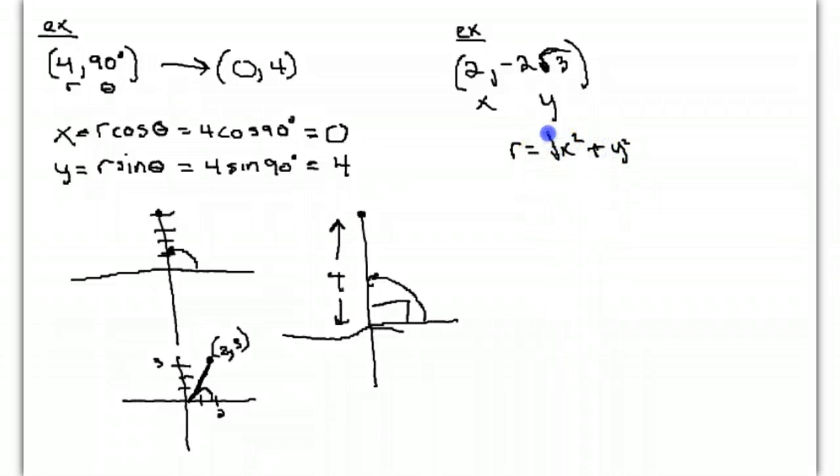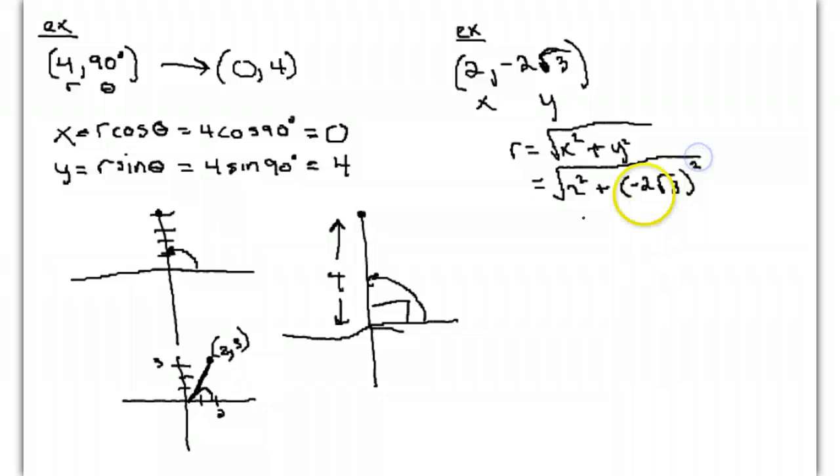And all of that is under the square root. So you know what x is. X is 2, so you're going to have 2 squared. But it's going to be plus, and you got to put this one in parentheses: negative 2 square root of 3, squared. And that's all inside the square root. The 2 squared is simple. You're going to get 4 out of that.